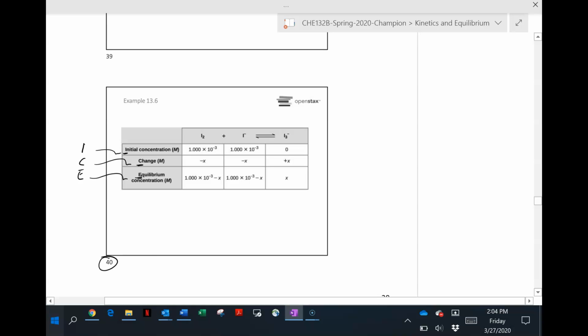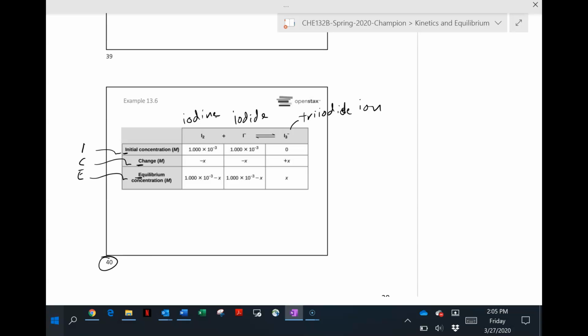So this is a problem here where you're looking at an equilibrium up here. This I2 plus I minus yields I3 minus. That's called the triiodide ion, and of course this is iodide, and this is iodine. And again, chemistry is very picky about nomenclature, but that's that. This is a situation where you were given the initial concentrations, that iodine and iodide were both 1 times 10 to the negative 3 molar, and either it said or it implied that there was no triiodide ion.